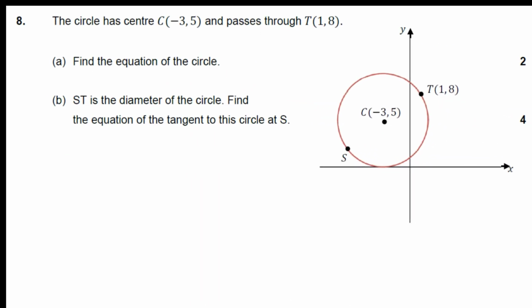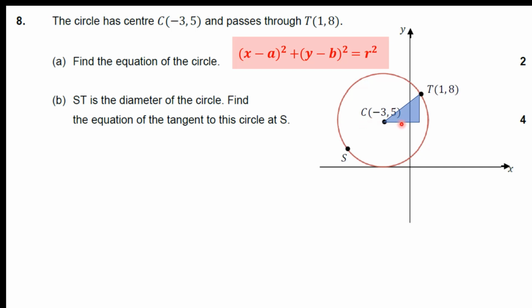Next question. A standard circle question. You're given the centre and a point on the circumference, and we want to get the equation of the circle. Well, here is the general equation of a circle, centre (a, b). (a, b), we know, is (-3, 5), and r we have to work out now. So we're going to join C to T, that's the radius, and I'm going to make a right angle triangle.